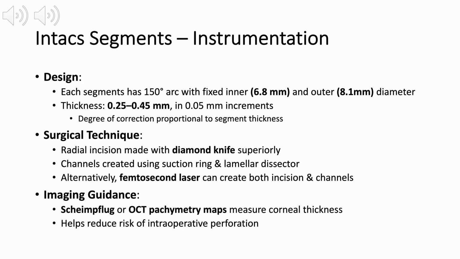The surgical technique begins with the creation of a radial incision, typically performed superiorly using a diamond knife. Through this incision, channels are fashioned within the corneal stroma using a suction ring and lamellar dissector. Alternatively, a femtosecond laser can be employed, which allows for the precise creation of both the incision and stromal channels, reducing variability and enhancing safety. We will go into more detail about surgical technique in the next slide.